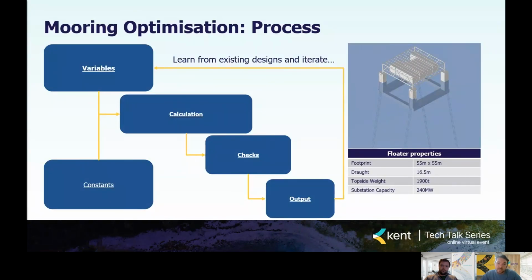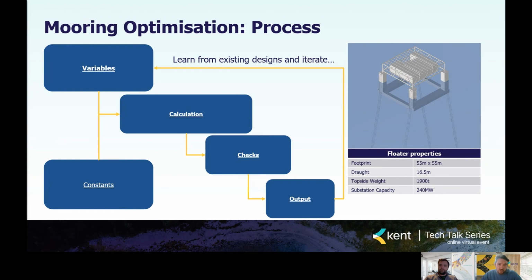So we're considering a single platform configuration for this, with a length and breadth of 55 meters and a topside capacity of 1,900 tons, which is quite representative for a 240 megawatt transformer capacity.